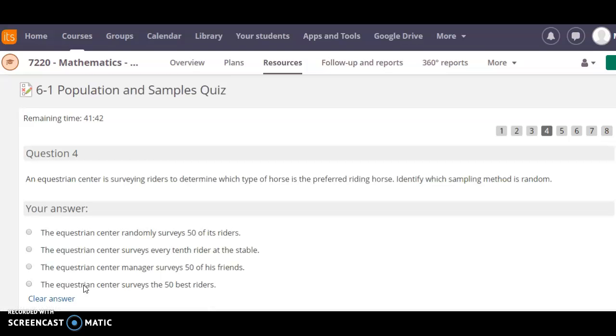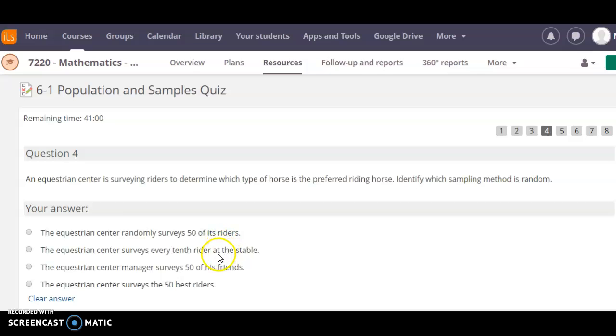Okay, number 4, an equestrian center is surveying riders to determine which type of horse is the preferred riding horse. Identify which sampling method is random. Okay, so the first one, they survey 50 of its riders. The second one surveys every 10th rider at the stable, surveys 50 of his friends, or 50 of the best riders. Well, the last two are pretty obvious that they're biased because if he's only asking his friends, then there's lots of other people out there that can't be asked. If he's asking only the best riders, well, what about those riders who are not very good or beginners? So that would be biased.